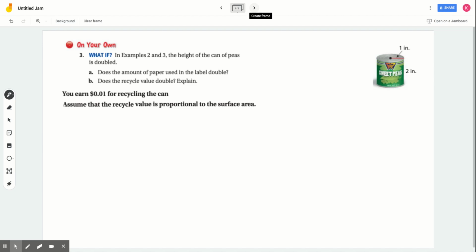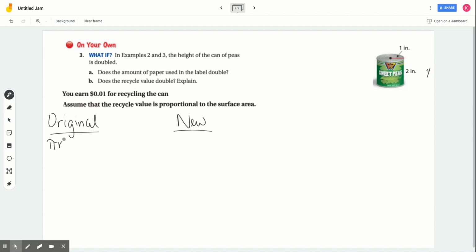Now, let's take a look at the next one. It says if you looked in your book, in examples 2 and 3, the height of the can of peas is doubled. Does the amount of paper used on the label double? Does the value of the recycling double? And explain. It says you earn 1 cent for recycling the can and assume the recycle value is proportional to the surface area. The first thing I would recommend doing is finding the surface area of the original can and then finding the surface area of the new can if the height is doubled.